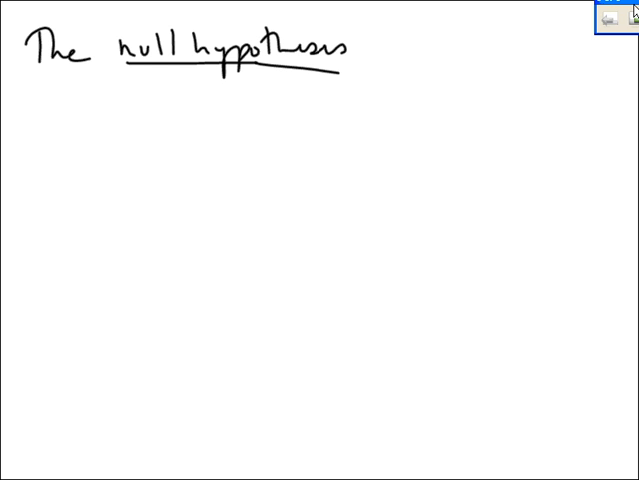The new section is Basics of Hypothesis Testing. The first thing we'll talk about is the null hypothesis. Different books have different symbols to represent the null hypothesis. I'm going to use H0. The null hypothesis is a statement that the value of the population parameter is equal to some claim value.